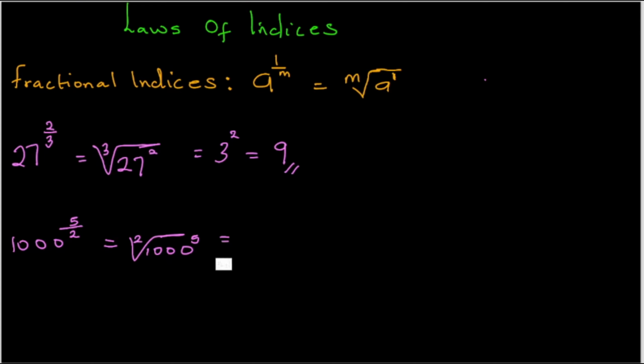So the square root of 1000 is what? Since 1000 is not a perfect square, let's change it to 100. The square root of 100 is 10, right? To the power of 5. 10 to the power of 5 is 100,000. I hope you got this about fractional indices.